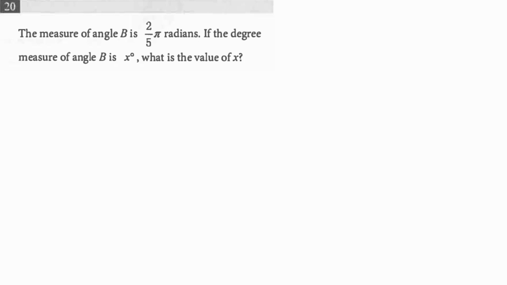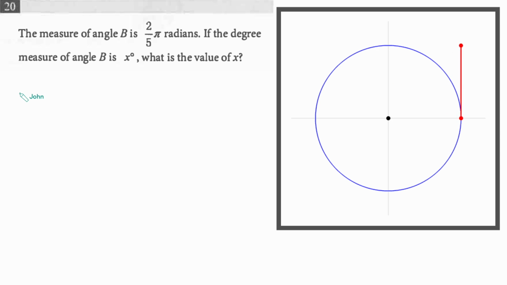The measure of angle B is 2/5 pi radians. If the degree measure of angle B is x degrees, what is the value of x? Now, if you read this question, you think, what's a radian? Pay attention because radians are on this exam.